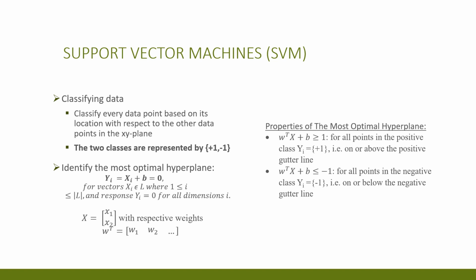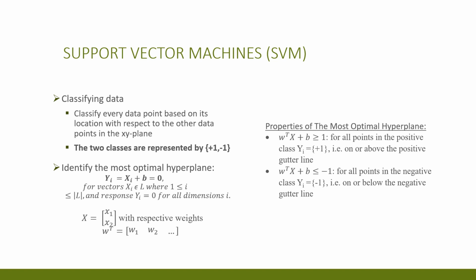We can do this by finding an optimal hyperplane that perfectly divides the data by its two classes. It sounds fancy, but in 2D, the hyperplane is simply a line. Properties of the most optimal hyperplane include the transpose of the weight vector times x plus b is greater than or equal to 1 for all points that belong to the positive class, yi equals positive 1.